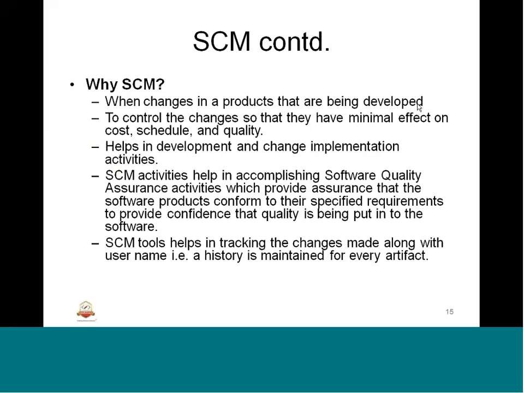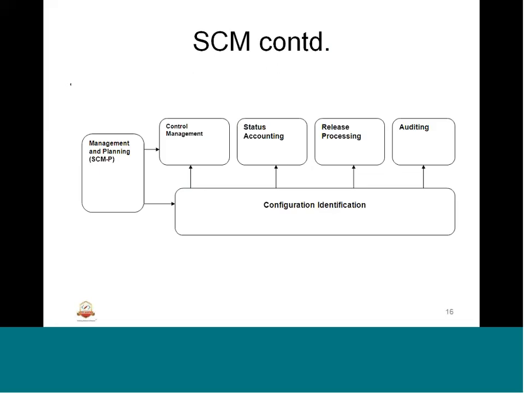It helps in development and change implementation activities. SCM activities help in accomplishing software quality assurance. SCM tools help in tracking the changes made along with the respective names. And as we have seen, these are the SCM activities: planning, control management, status accounting, release process, auditing and identification.